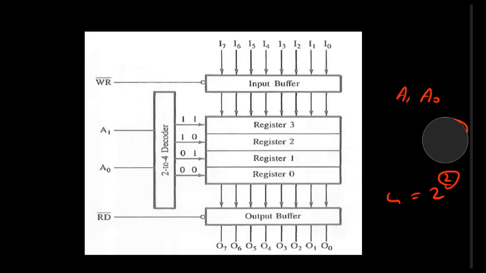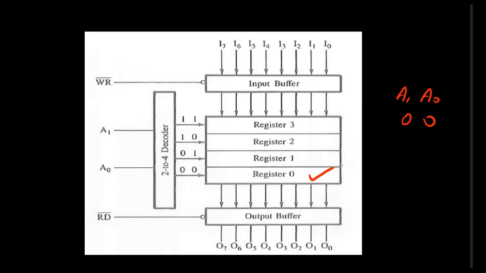Now how do they function? If the address lines are 0 0, register 0 is selected. For 0 1, register 1 is selected. For 1 0, register 2 is selected. For 1 1, register 3 gets selected.